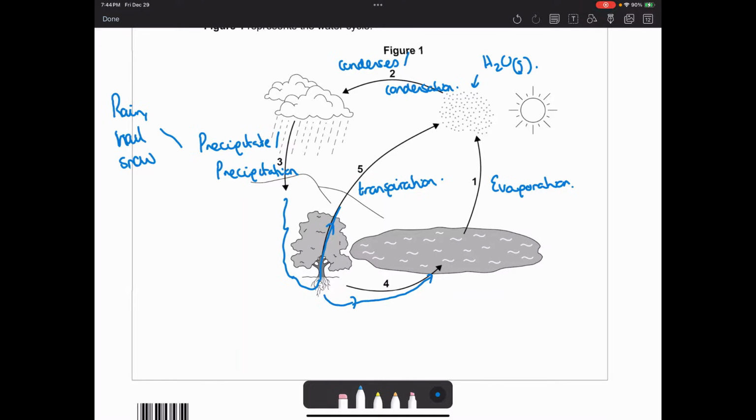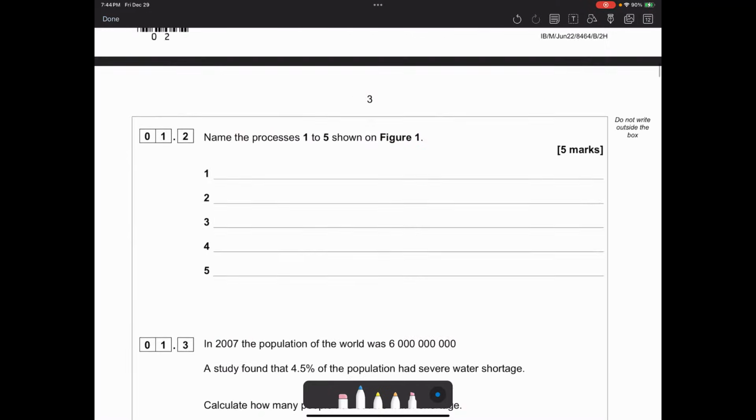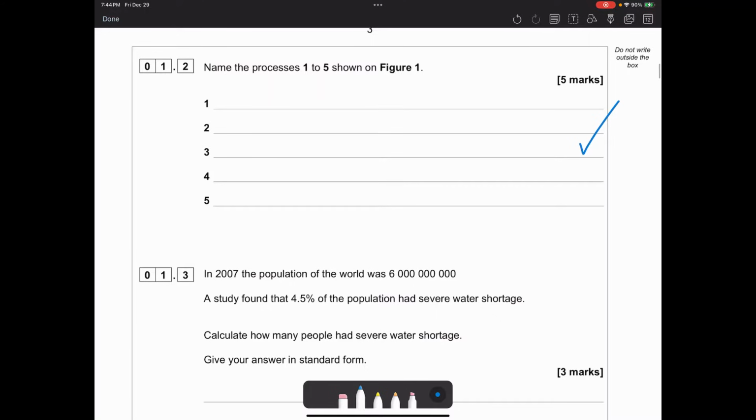And this can be called several things. It can be called draining or drainage, or it can be called runoff, surface runoff. Okay, and that would be accepted as well. So out of those are our 5 marks for our 5 different processes.